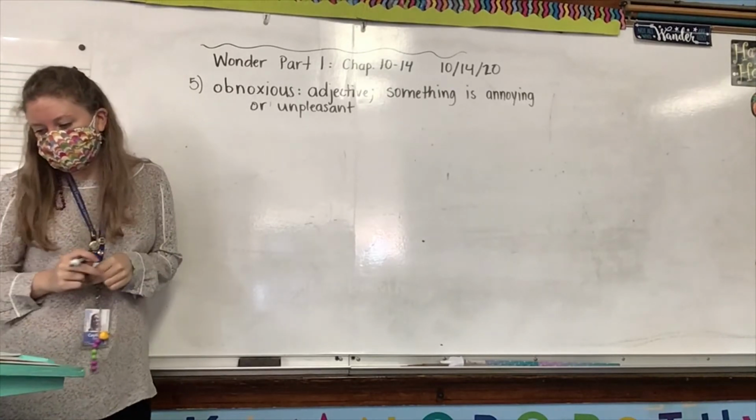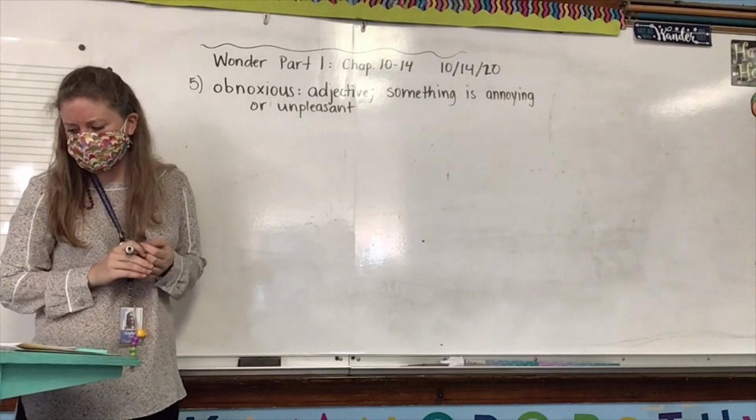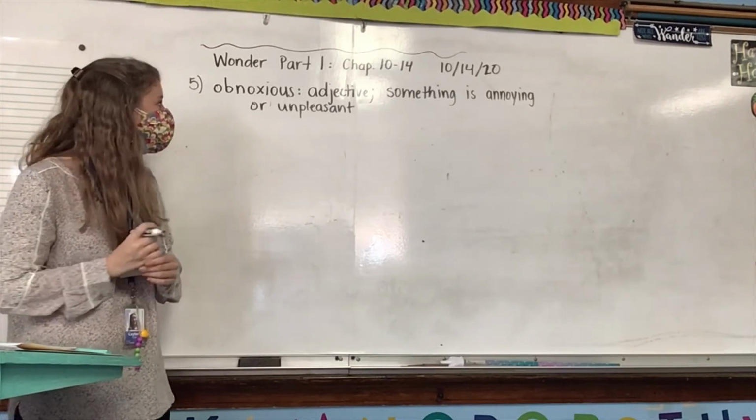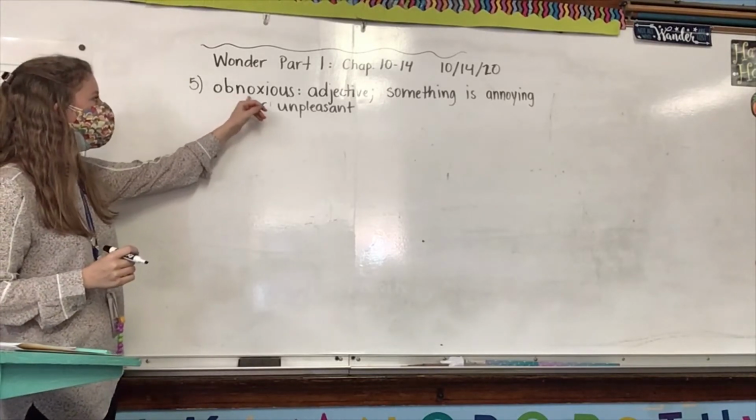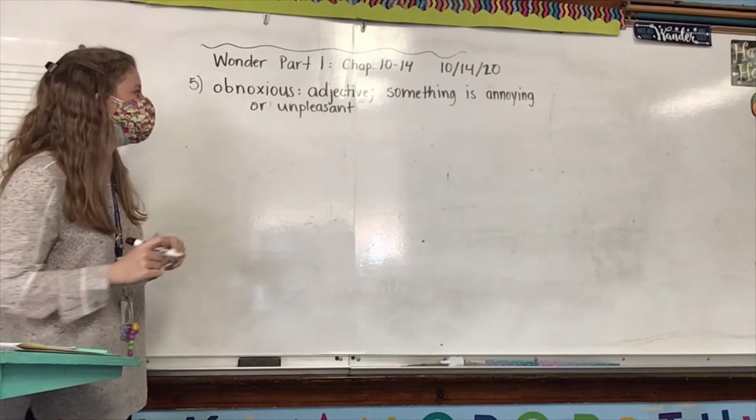Okay, so in context, "Julian, you're being so obnoxious," said Charlotte, which made Julian laugh. So obnoxious, O-B-N-O-X-I-O-U-S. It is an adjective. It means that something is annoying or unpleasant.